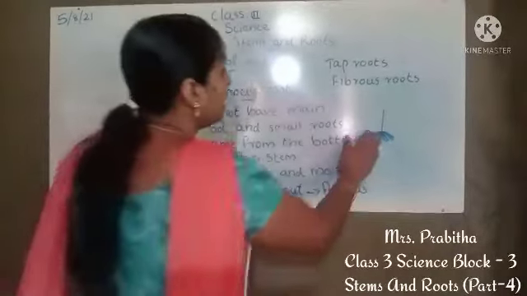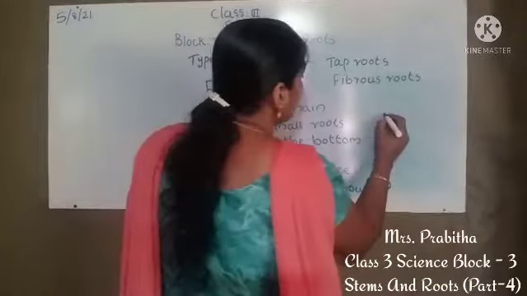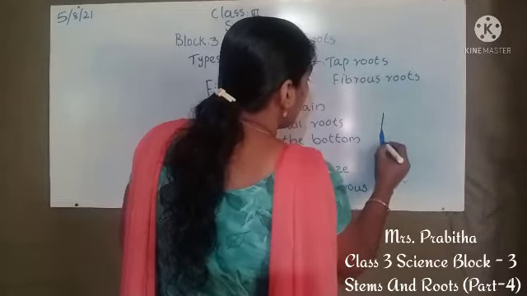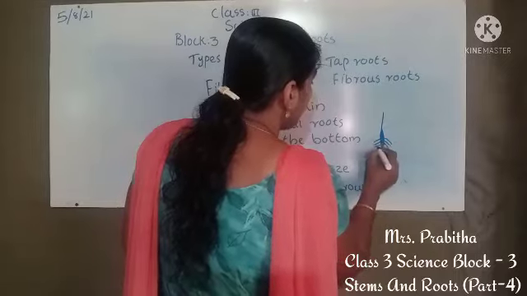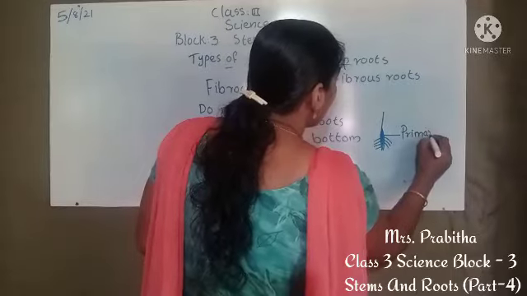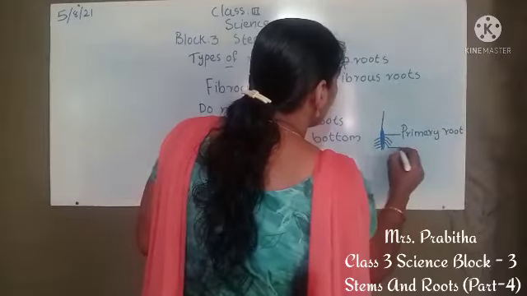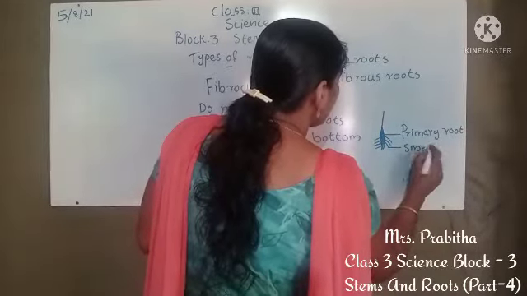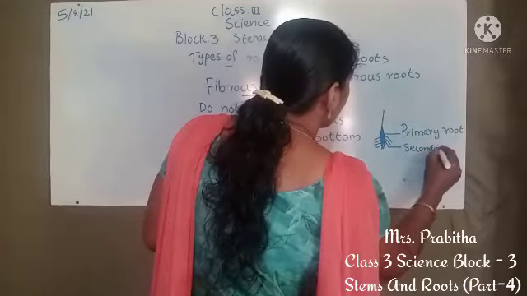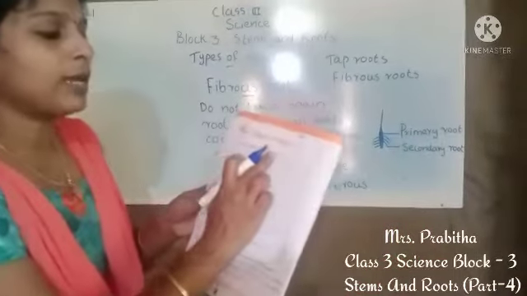So how can we draw the taproot? Yes, we have to draw a main root and some small roots. This main root is called primary root, so you can label primary root here. And which is secondary root? Yes, the small roots are secondary root. So you have to draw a taproot and label primary and secondary roots.